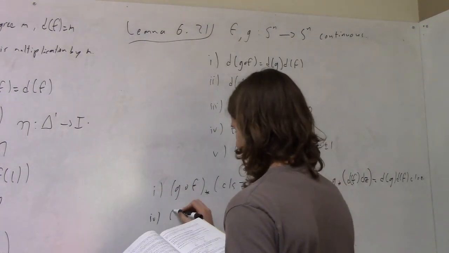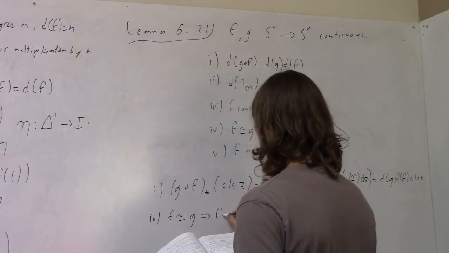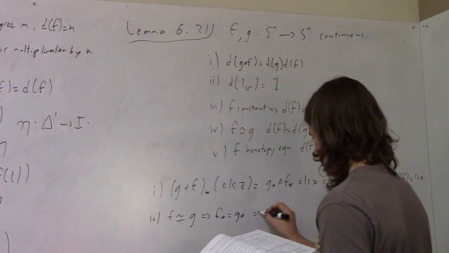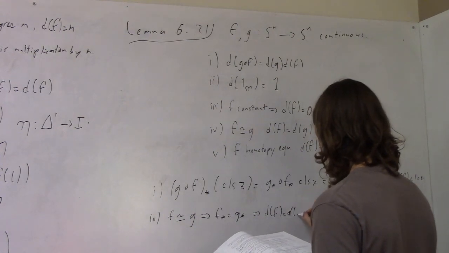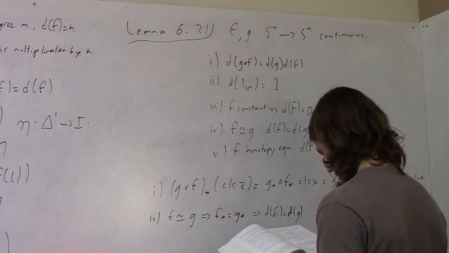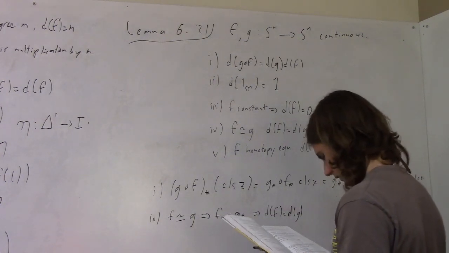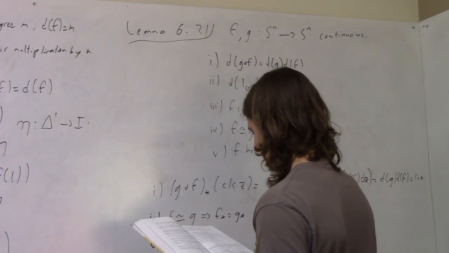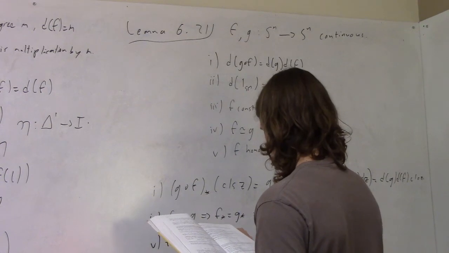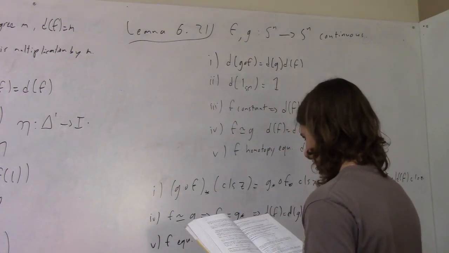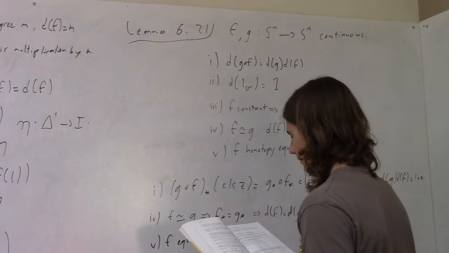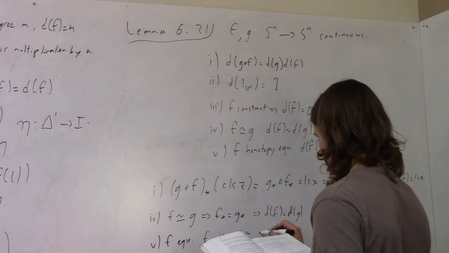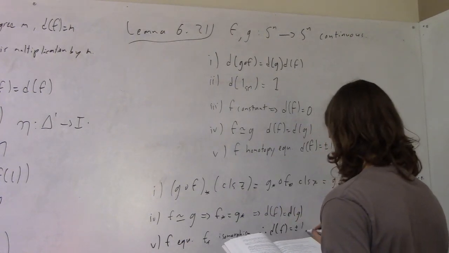Here we have, this sounds easy, which says that their degrees are the same. And then 5 says that if f is a homotopy equivalence, then f star is an isomorphism. And the only isomorphisms on Z are multiplication by 1 or minus 1.